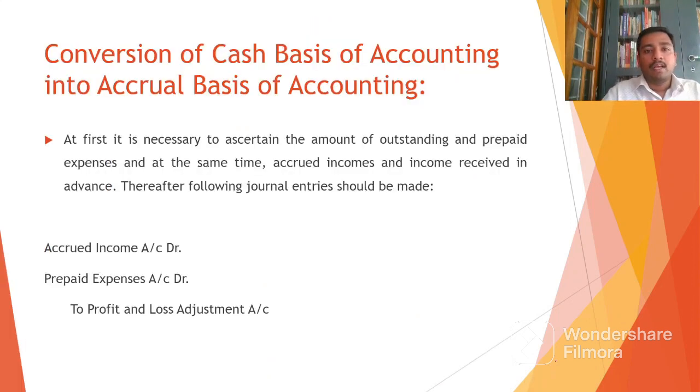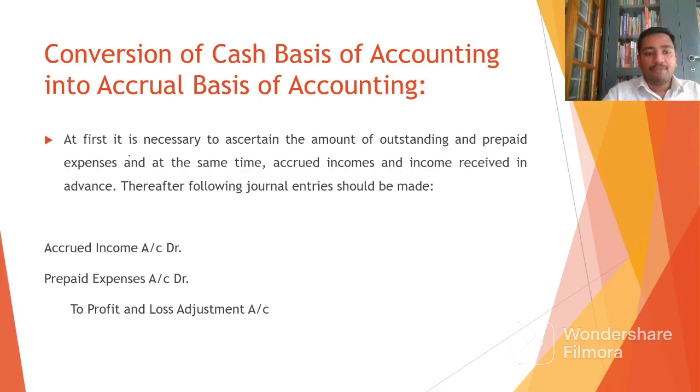Now we are moving to the next topic. How can we convert the cash basis of accounting into accrual basis of accounting? Why are we dealing with this topic? Because we have already said that in the Companies Act, all the companies are directed to follow accrual basis. So that is the standardized method. We are not allowed to follow cash basis of accounting. So if a business is following cash basis, how can we convert it into accrual basis?